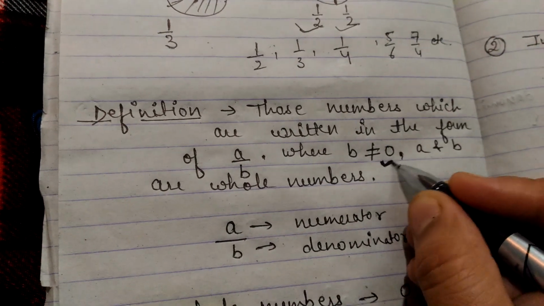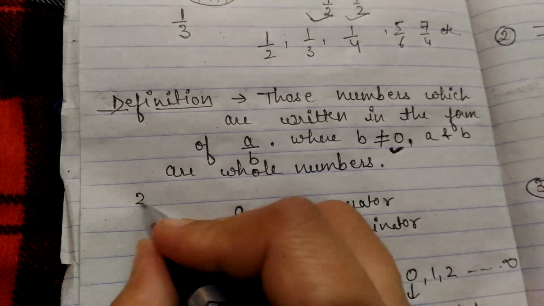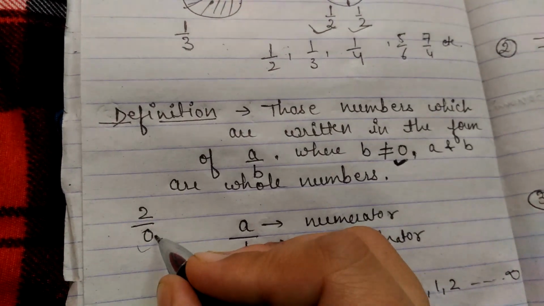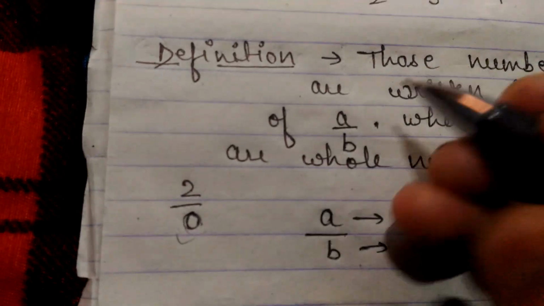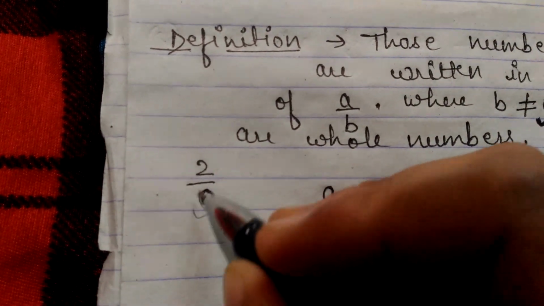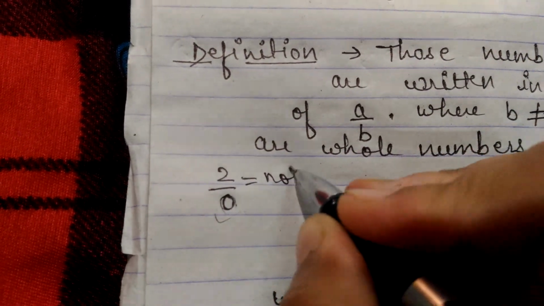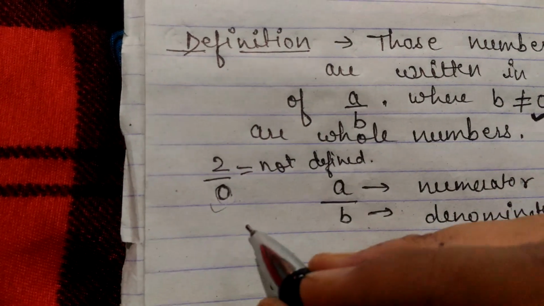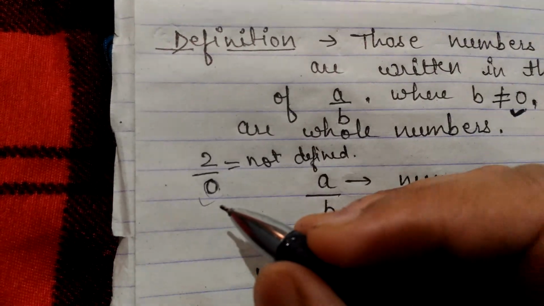B does not equal 0 means, suppose 2 upon 0, is it a fraction? No, because if you write 0 in the denominator, then its value is not defined. So we will never write 0 in the denominator.